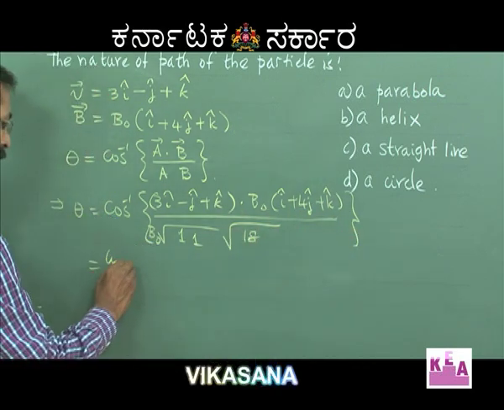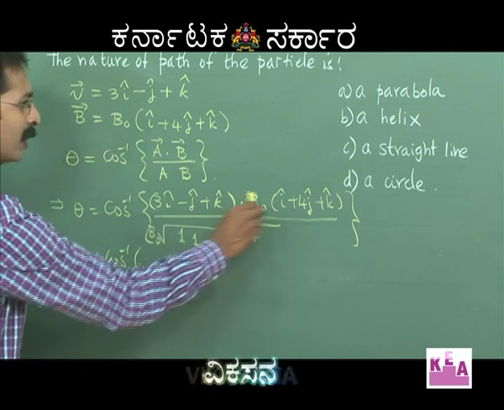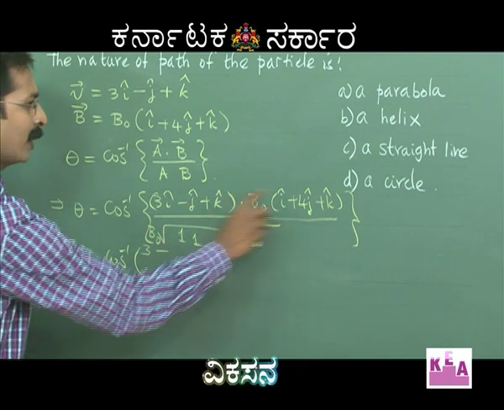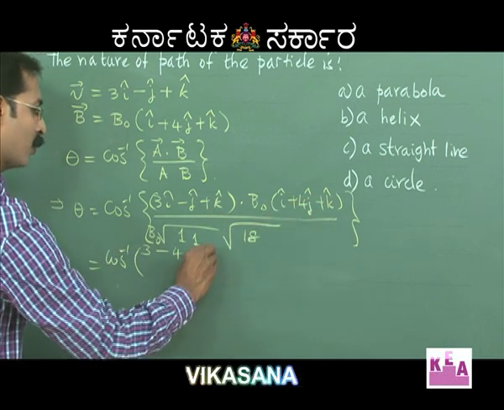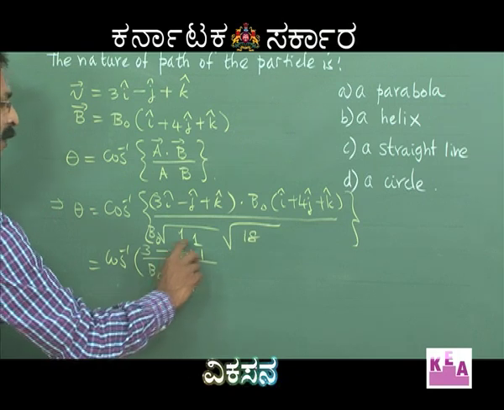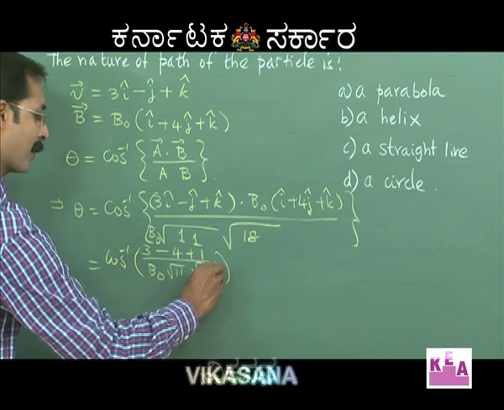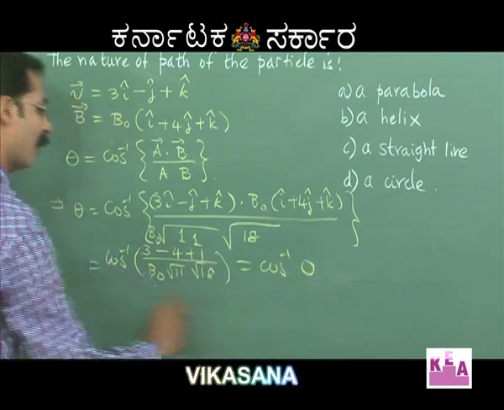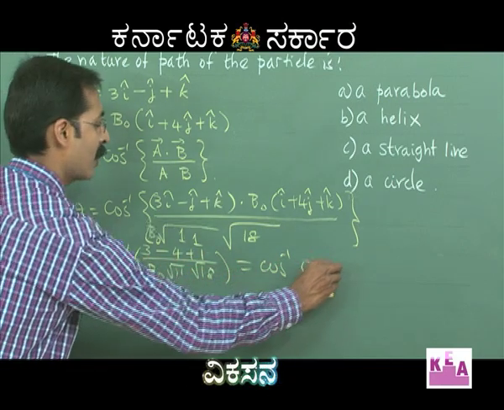That is equal to cos inverse of, this is 3 into 1 is 3, minus 1 into 4 is minus 4, plus 1 into 1 is plus 1, divided by B naught into square root of 11 into square root of 18, which is equal to cos inverse of 0, because this is 3 plus 1, 4, minus 4, that is 0. Cos inverse of 0 is 90 degree.